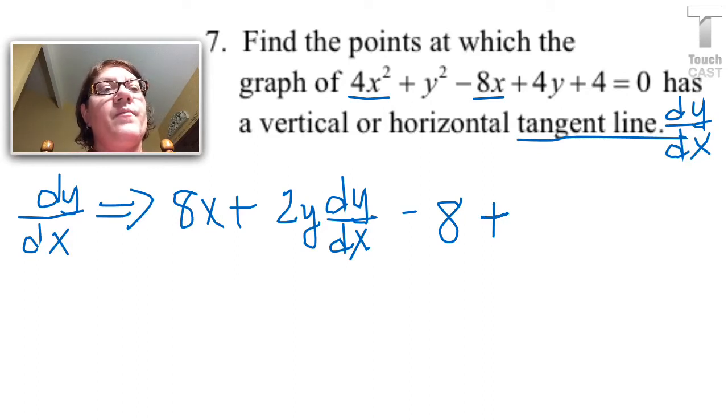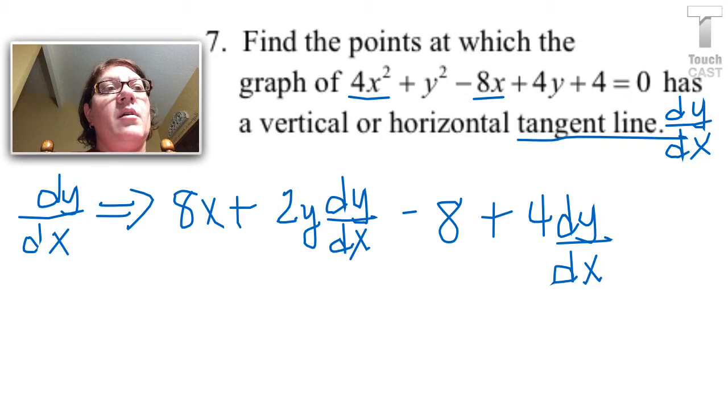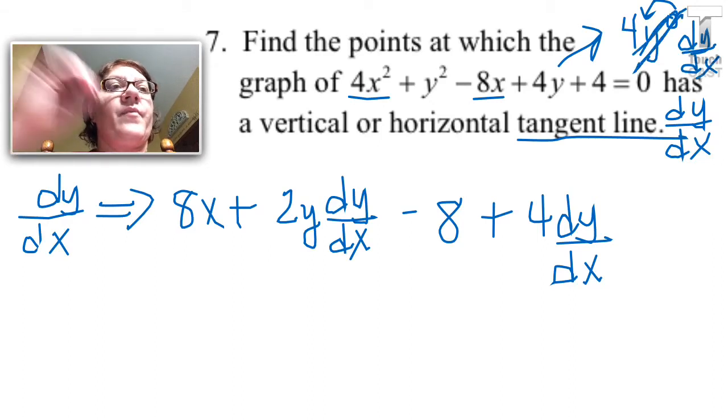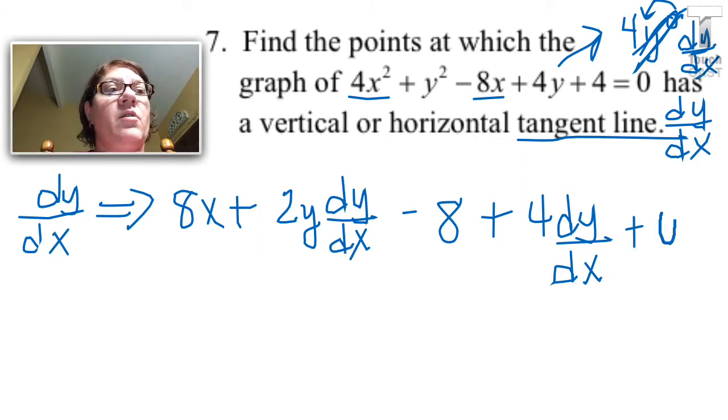Next piece is 4 dy dx. Here's y. Get it, y? Just kidding. Because I'm powering down, so 1 times 4 is 4, and then I'd have y to the 0 times dy dx. So that's why that y to the 0 just disappears. And then the constant will be plus 0. I can write it in or not write it in. And the constant on the other side will be just 0.